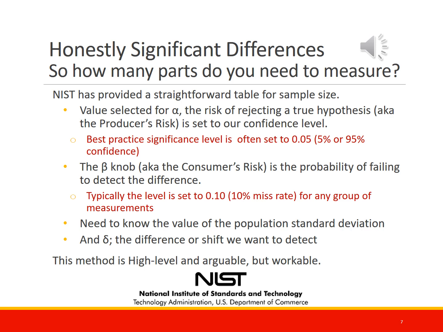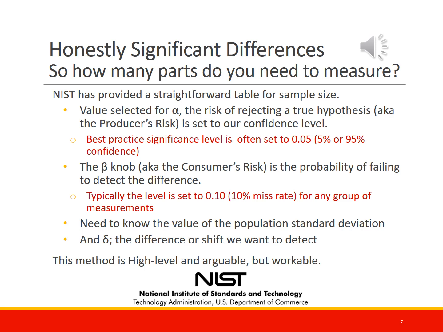So now NIST to the rescue has provided a straightforward table for the selection of sample size. It requires the user, that's you and I, to make some decisions and assumptions, and those are as follows. First, the value for alpha, that's the alpha risk, the risk of rejecting a true hypothesis, aka producer's risk. This is sort of our confidence level for the test. We will typically select alpha to be 0.05, which is basically a 95% chance of catching the problem, catching the shift.